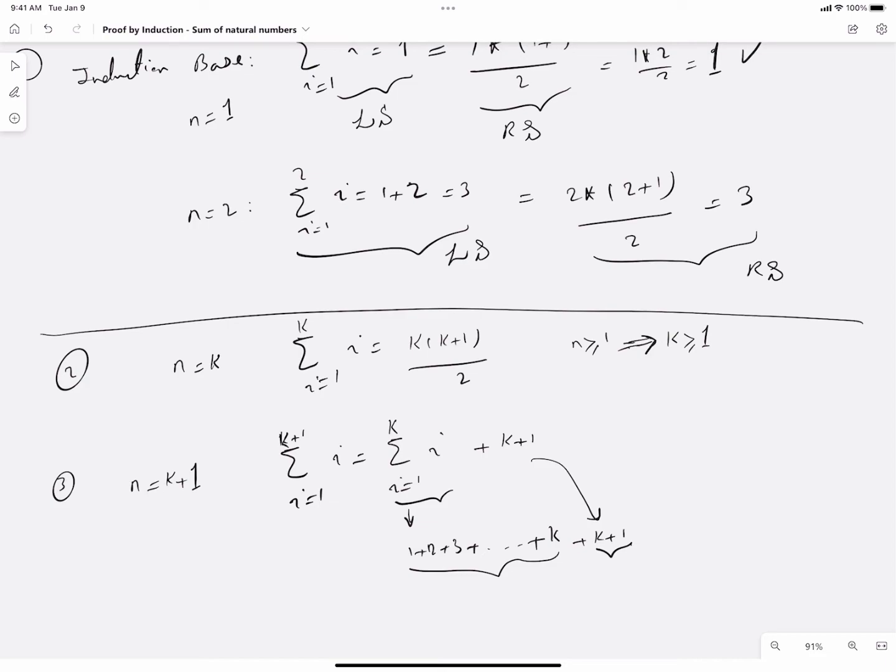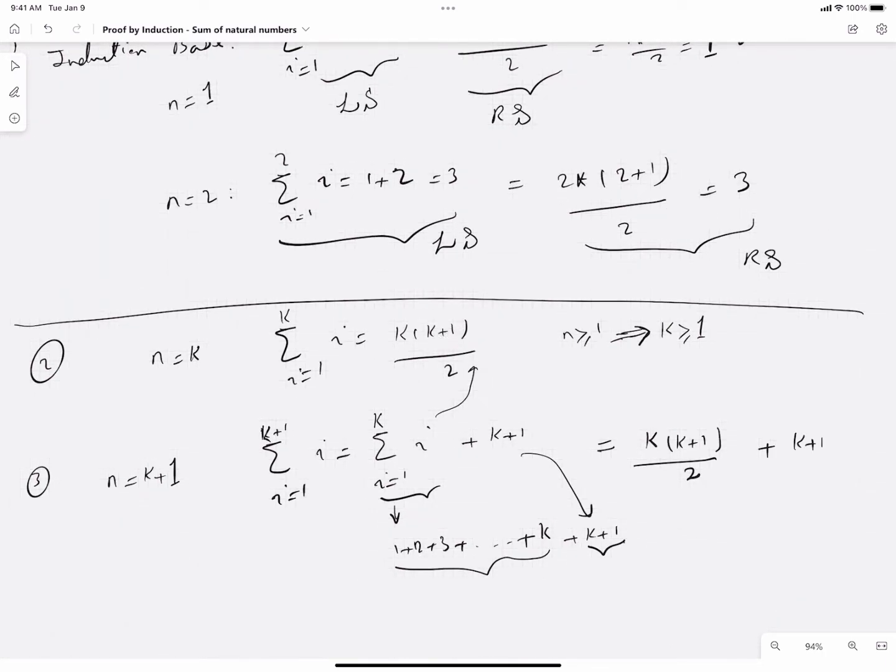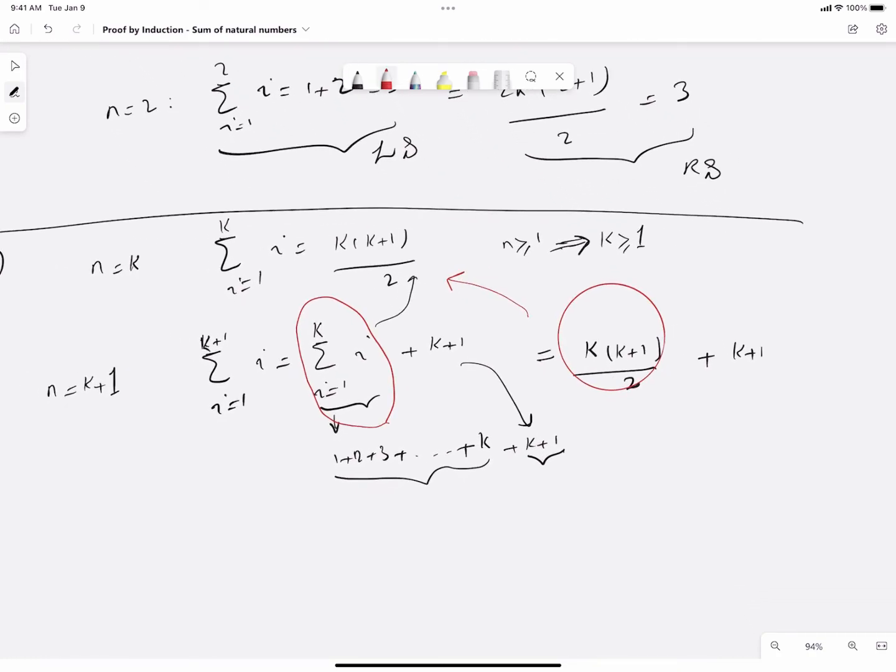Based on what we have assumed in step 2, we said that the sigma of, so here, look at this one, what I have here, I can write as k times k plus 1 divided by 2 plus k plus 1. So again, what you see here has been replaced with this based on what we had in the assumption. So let's see if this left side can be equal to the right side.